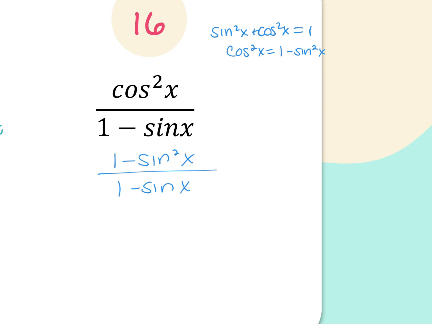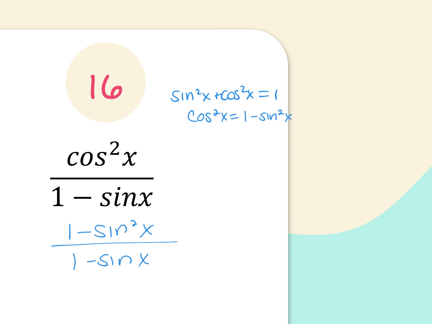Where did you get that? So cosine squared, right? Because sine squared plus cosine squared equals 1. So I got it here. I took this and arranged it so cosine squared was on the side by itself. So I moved sine squared to be on the other side by the 1.